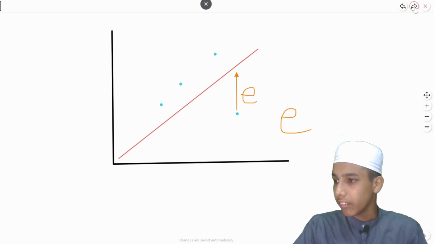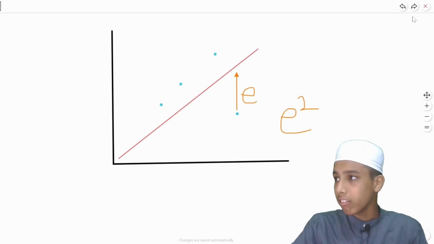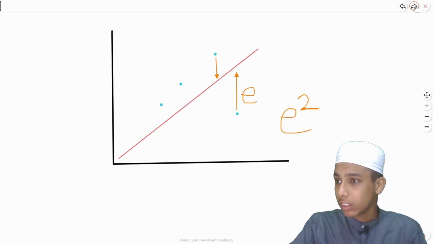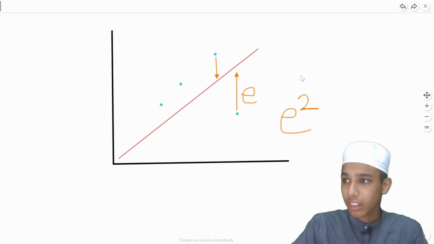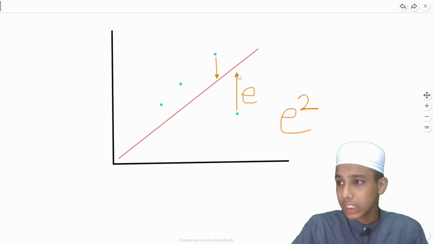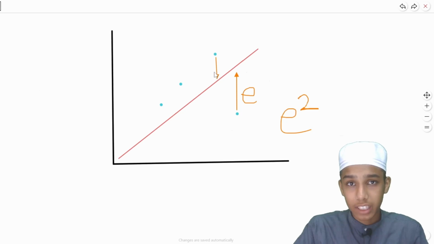Then what we have to do is square this value, like e squared. Then you might be asking why we are doing this square. Why can't we use the absolute values? In this case, we can have negative values and we can have positive values. This is the positive value and this is the negative value. Right now we are just dealing with the positive value, so that's why we are squaring.